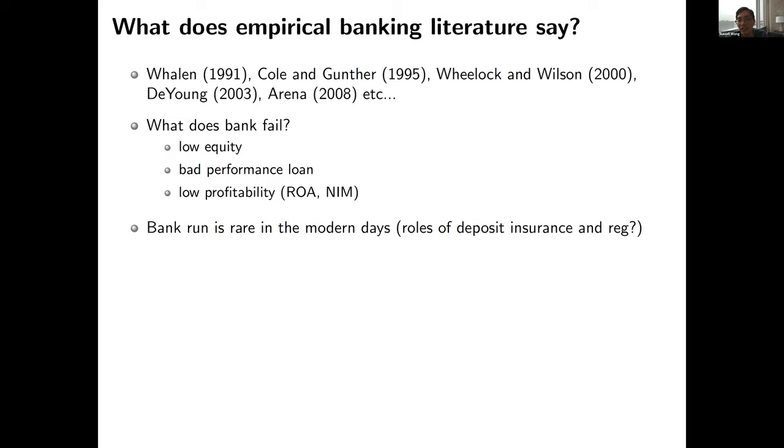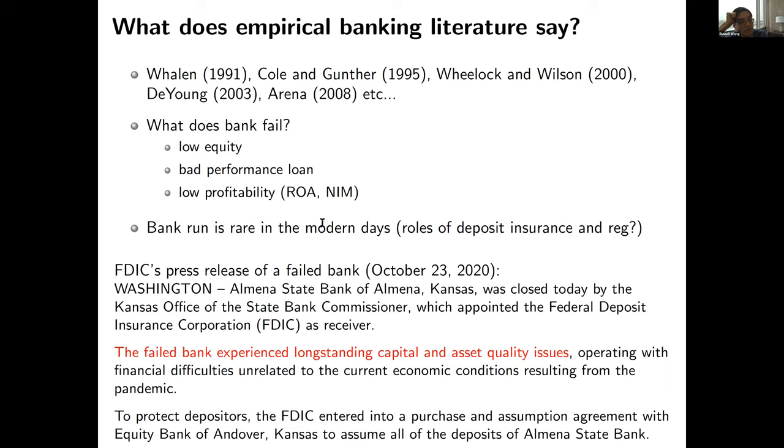And people like David asked before, maybe it is just because we have deposit insurance and better and better regulation now, so we shouldn't need to worry about bank runs anymore. The FDIC provides a very nice case study for every failed bank. When a bank fails, it releases a press release saying what is happening, what the reasons are, what the FDIC does. This bank is the most recent failed bank, in October 2020. I highlight in red the reason why this bank failed. It failed because it experienced long-lasting capital problems, which means the equity is too low, and the asset quality is bad. So that is the number two reason.